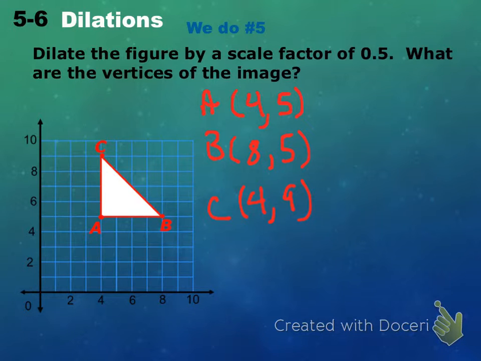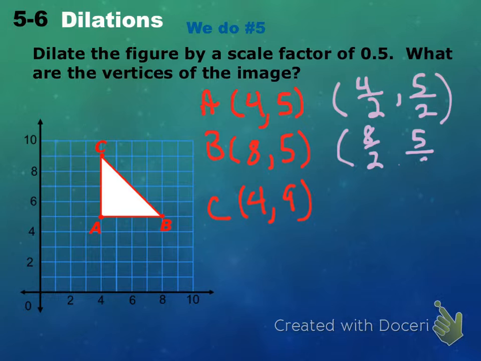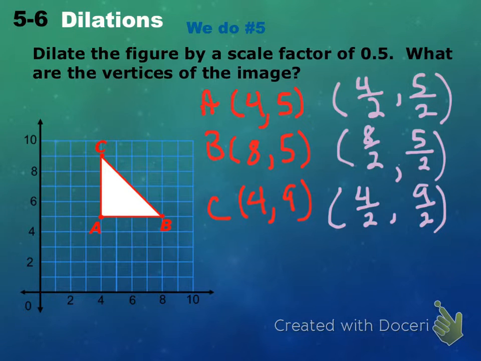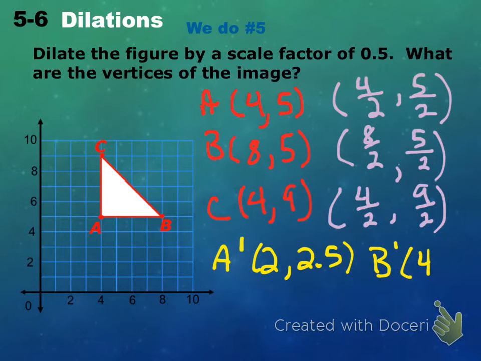So now we're just going to take half of each of these. So 4 divided by 2, 5 divided by 2, 8 divided by 2, 5 divided by 2, 4 divided by 2, and 9 divided by 2. When we do that, we're going to end up with A prime is (2, 2.5). B prime is (4, 2.5). And C prime is (2, 4.5).